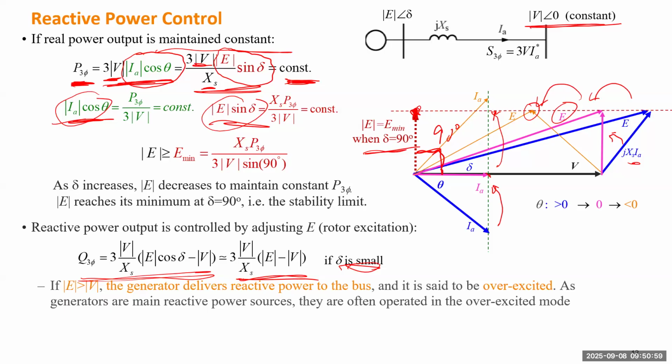If E is longer than V, the generator delivers reactive power to the bus, to the infinite bus, or to the external system. It is said to be over-excited because we need to increase the field current higher than the nominal value, so as to make E higher than V. That's why it's called the over-excited condition. Because generators are the main reactive power sources, they often operate in the over-excited mode.